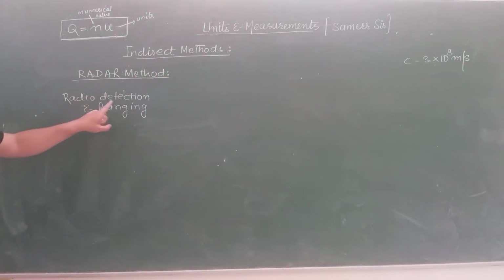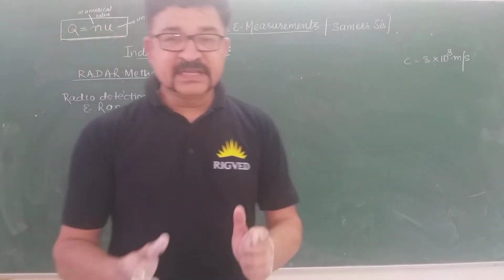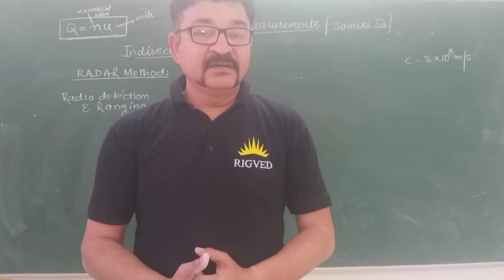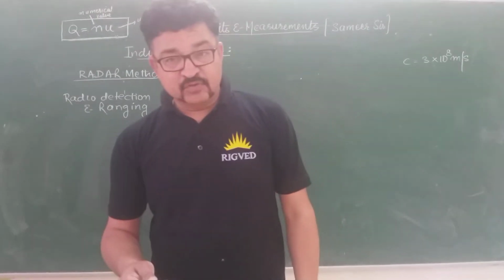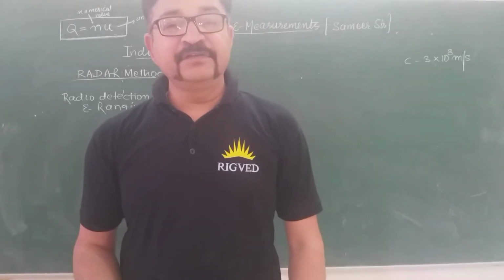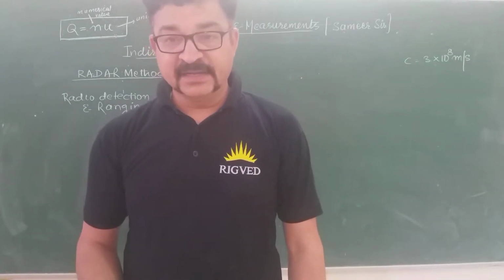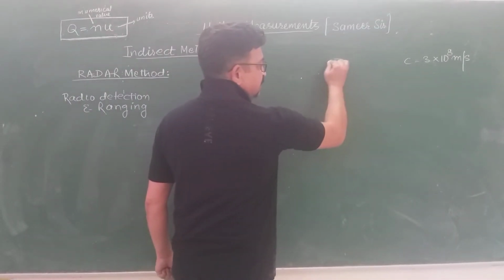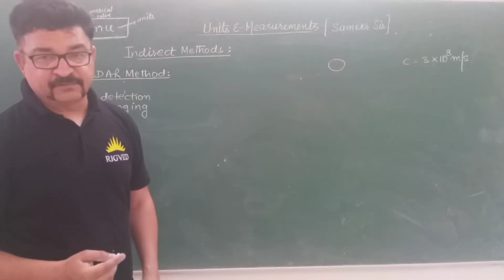Radar stands for radio detection and ranging. If I'm talking about radio, I'm talking about radio waves. These are electromagnetic waves which can travel in free space, in vacuum, with a speed of 3 × 10^8 meter per second. So what they generally do, suppose you are having a nearby planet or some object which is not so far from us.